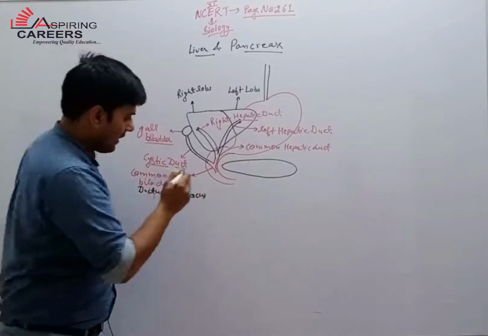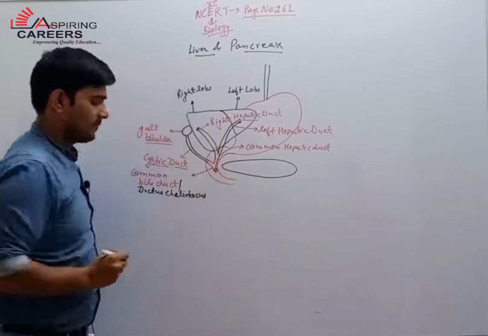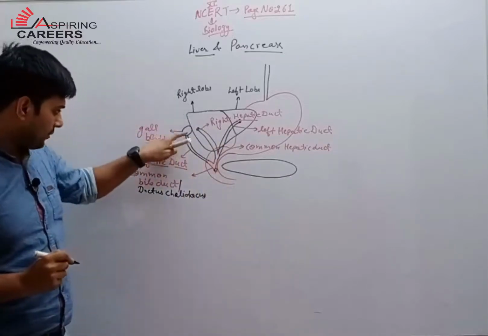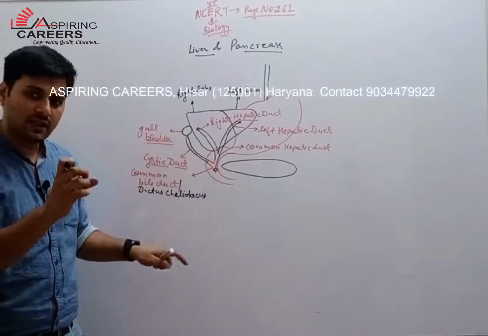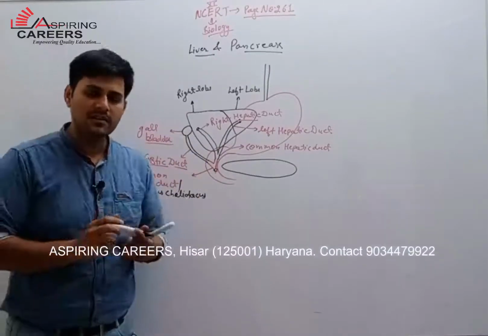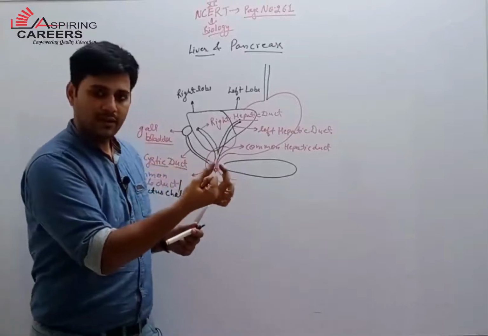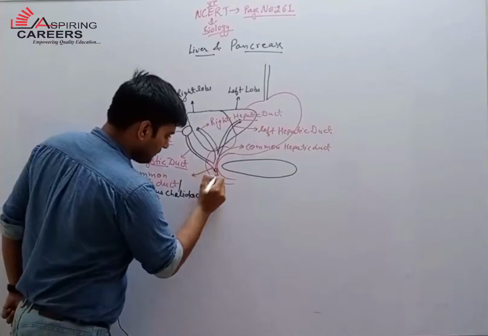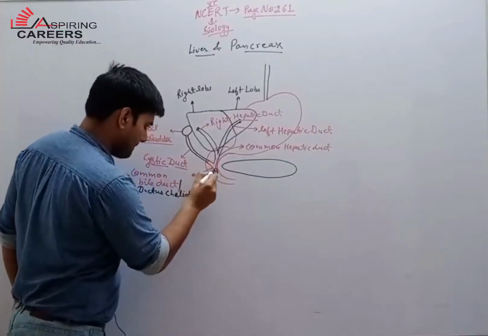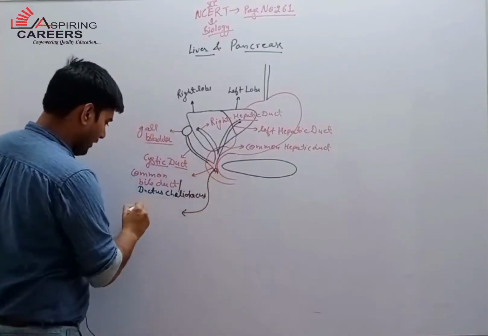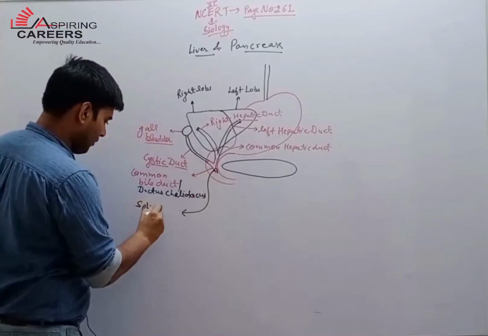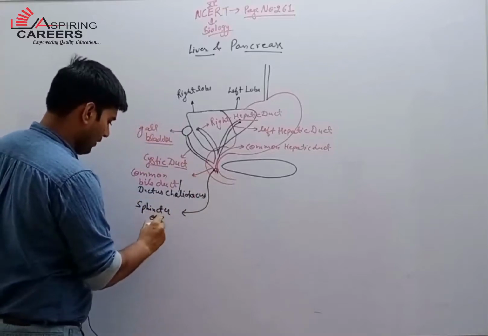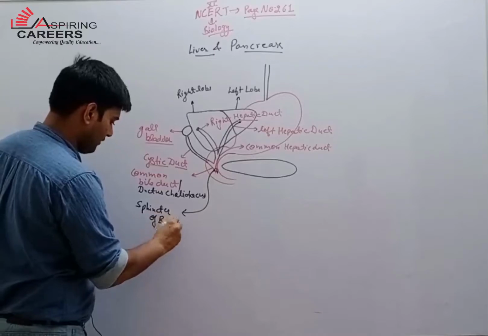And there is one sphincter, so that the release of bile juice is controlled by this sphincter. A sphincter is a muscle which contracts and blocks the passage. So this sphincter is known as the sphincter of Boyden, right? Boyden.